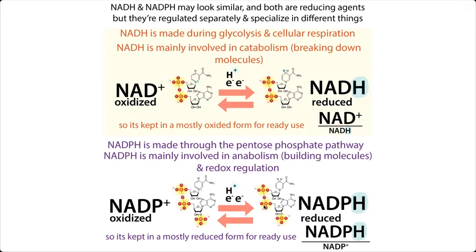But here you've got a difference. You've got this extra phosphate group, which means that enzymes can tell it apart, and you can regulate them separately. We can keep this high proportion of NADPH as opposed to NAD+.